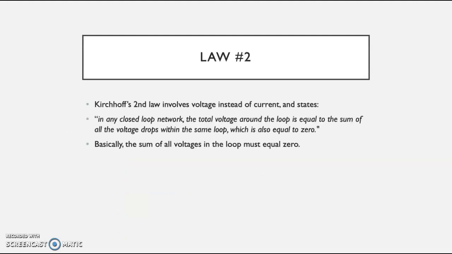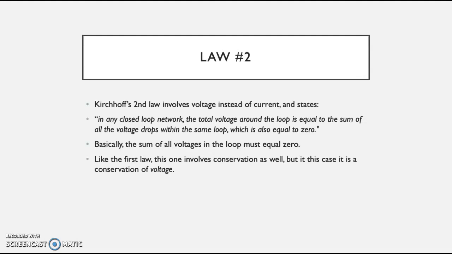Now let's go over the second law. Kirchhoff's second law involves voltage instead of current and states in any closed loop network, the total voltage around the loop is equal to the sum of all the voltage drops within the same loop, which is also equal to 0. Basically, the sum of all voltages in the loop must equal 0. Like the first law, this one involves conservation as well, but in this case, it is conservation of voltage.